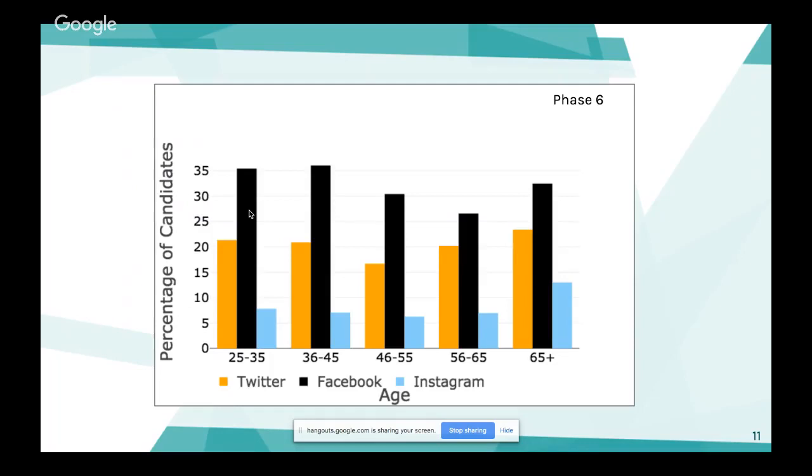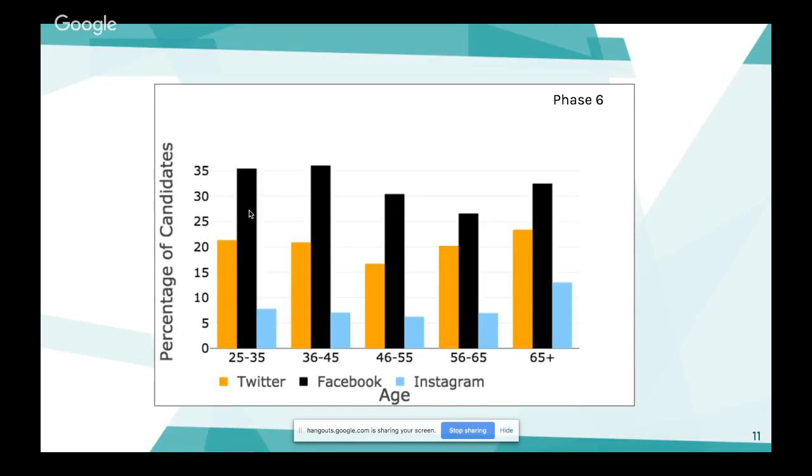This graph shows age on the x-axis and the percentage of candidates on the y-axis. The way to read it is: in the age group of 25 to 35, about 22-23% of candidates have a Twitter account, about 35% have a Facebook account, and about 8-9% have an Instagram account. So Facebook is used the most, Twitter next, and Instagram the lowest. Phase 6 looks this way.